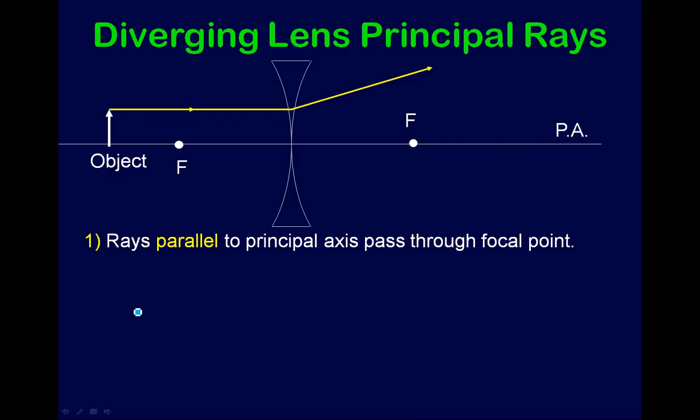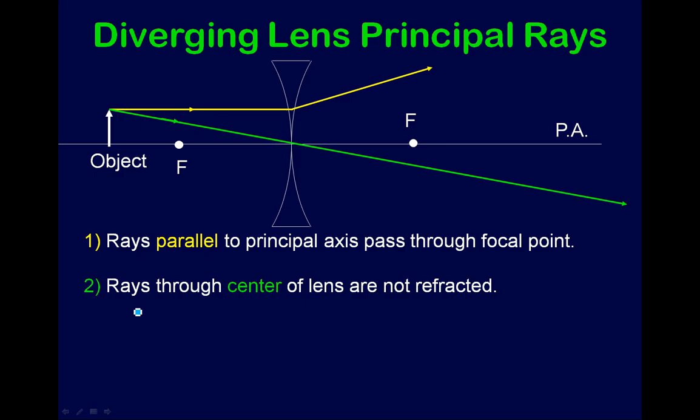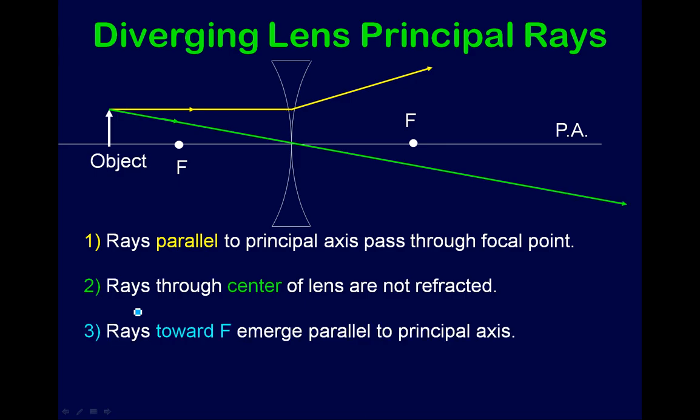A ray parallel to the principal axis will shoot out as if it was shot through the focal point. And we'll show you in a second what we mean by that. Rays through the center of the lens are not refracted. That's just the same as with converging. And then rays toward the focal point emerge parallel to the principal axis. And so that's really important. I think the diverging lens is a little bit harder to draw than the other ones.